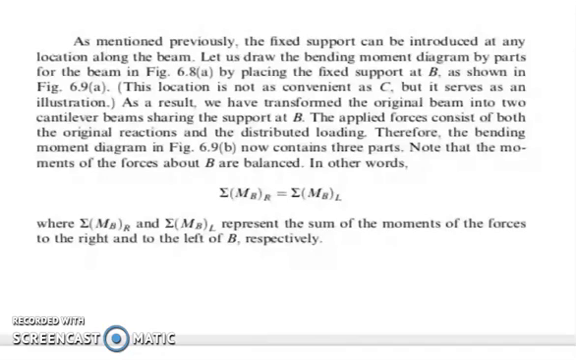Now you have to take note that the bending moment diagram now contains three parts in our figure. On the second illustration for drawing the bending moment diagram for the simply supported beam, note that the moment of the forces about B are balanced. In other words, the summation of moment at point B to the right is equal to the summation of moment at point B to the left.